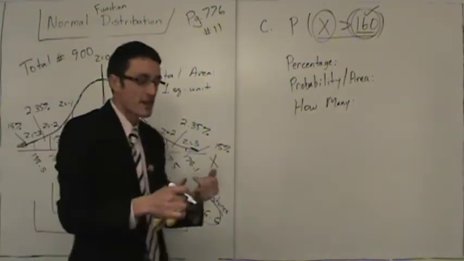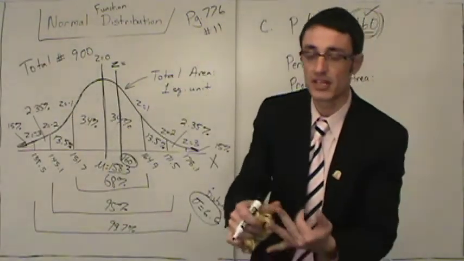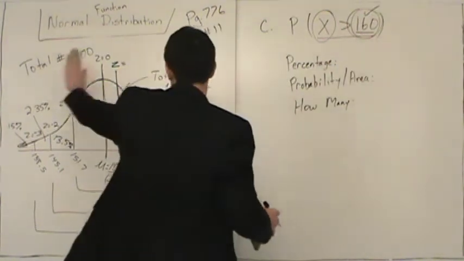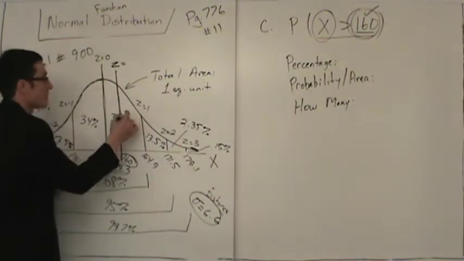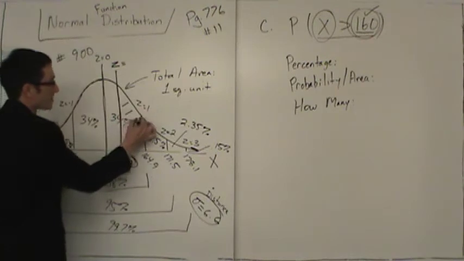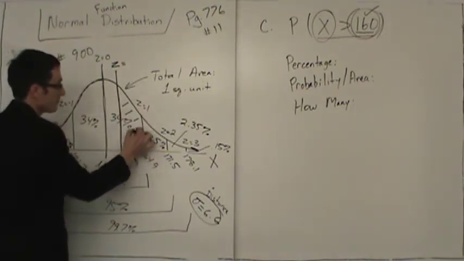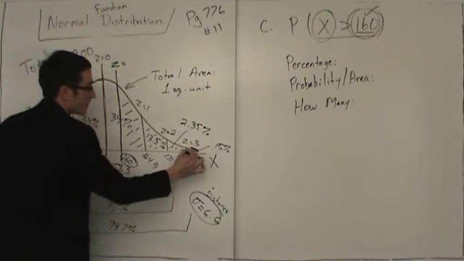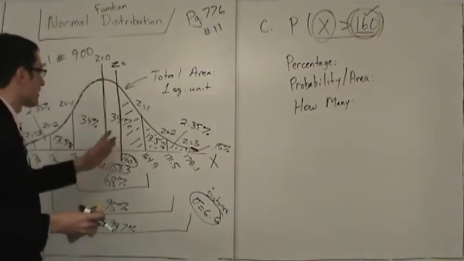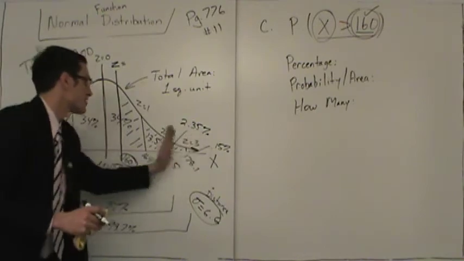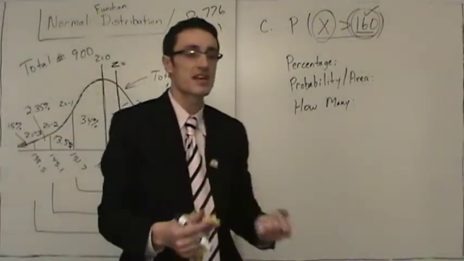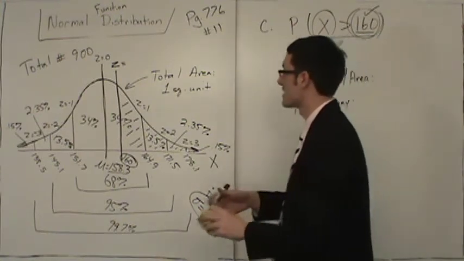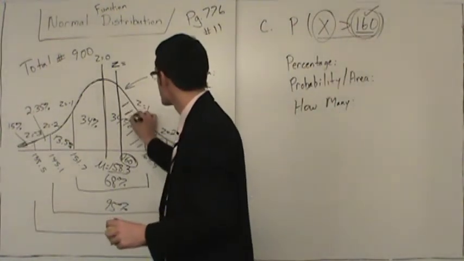But as I said, three steps: shade the area, find the Z-score, look it up. So let's shade the area. This is X is greater than 160. Is that to the left or to the right? Greater than means to the right. So I'm going to shade this area. Hopefully you agree that we're finding the area here. Let's estimate our area. Is this area greater than 50% or less than 50%? Hopefully you say it is less than 50%.